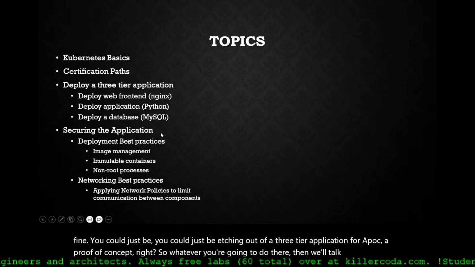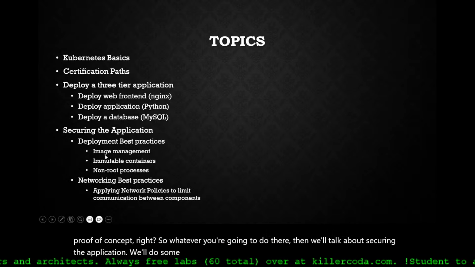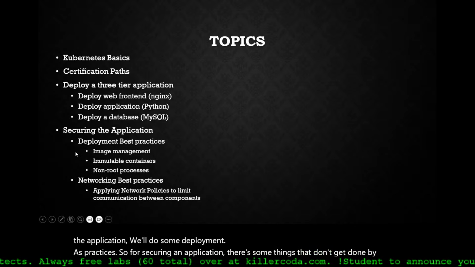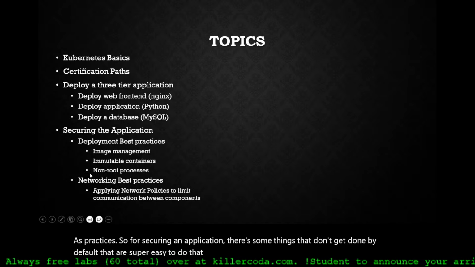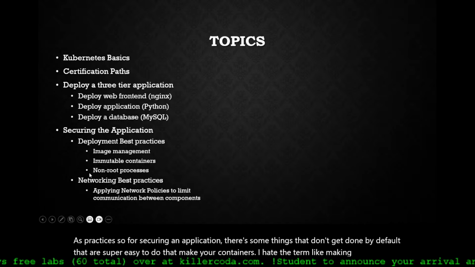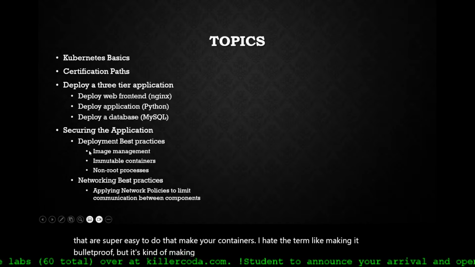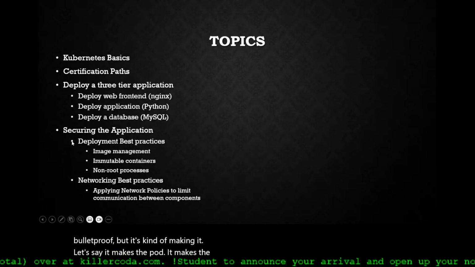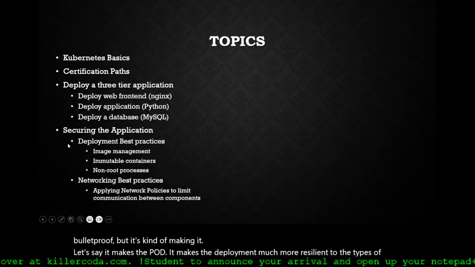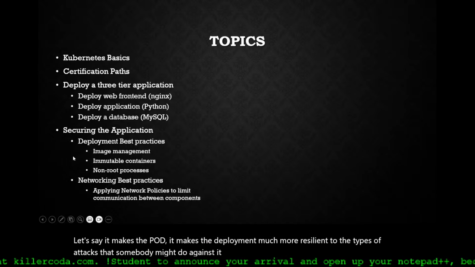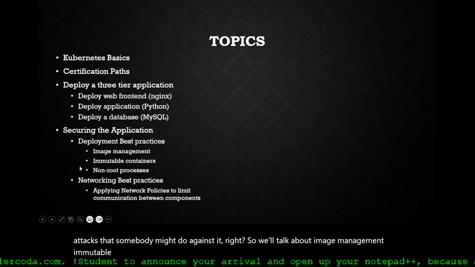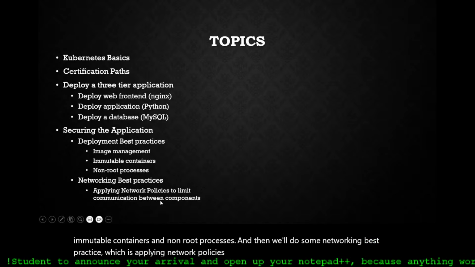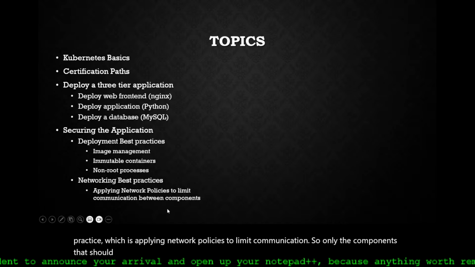Then we'll talk about securing the application. We'll do some deployment best practices. So for securing an application, there's some things that don't get done by default that are super easy to do that make your containers, I hate the term making it bulletproof, but let's say it makes the pod, it makes the deployment much more resilient to the types of attacks that somebody might do against it, right? So we'll talk about image management, immutable containers, and non-root processes. And then we'll do some networking best practice, which is applying network policies to limit communication so only the components that should talk to each other do.